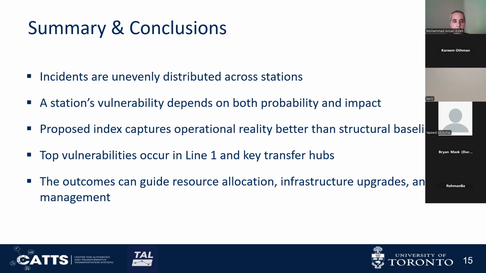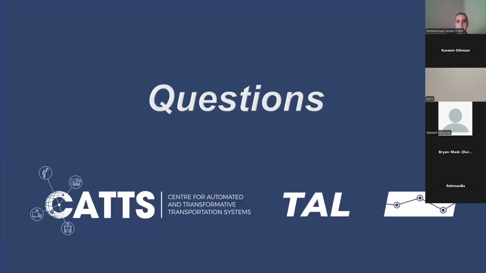incident records, the probability of a station failure, and also the lost ridership due to OD demand or OD pair disconnection in the network. We also discussed that stations with the highest vulnerabilities are along line 1 and those key transfer hubs. And we also discussed the policy implications: the outcomes of this study can guide resource allocation, infrastructure upgrades, and incident management in the system.